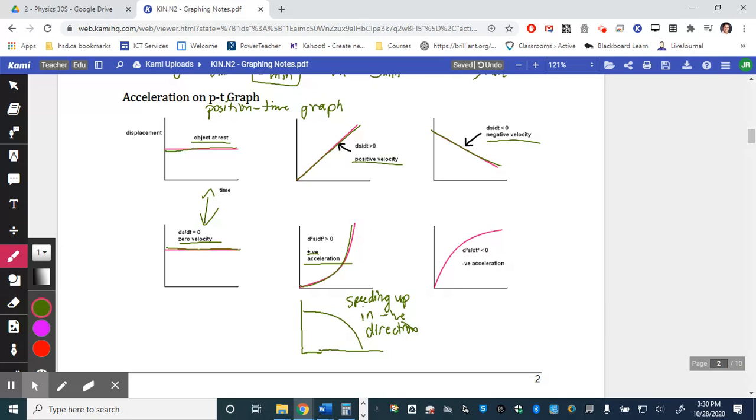This is negative acceleration. This is slowing down, but in the positive direction. You know what I mean by that? Good. It means you're still moving up, right? You're still moving positively, but you're slowing down. And so this is a negative acceleration. This is also a negative acceleration. This is a positive acceleration, but in the negative direction.